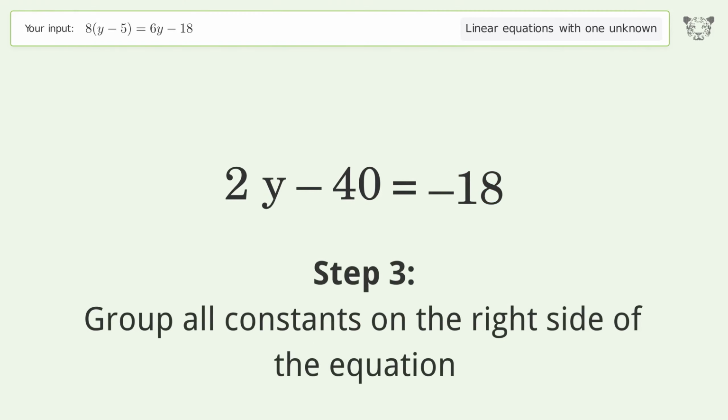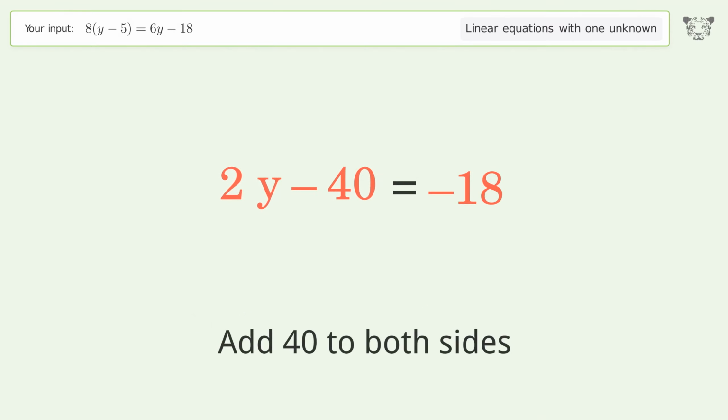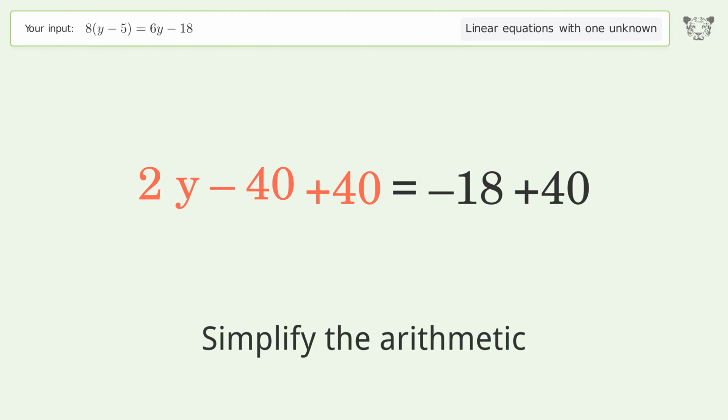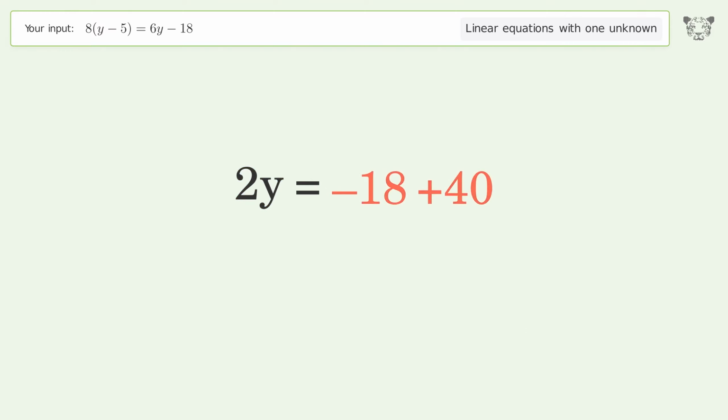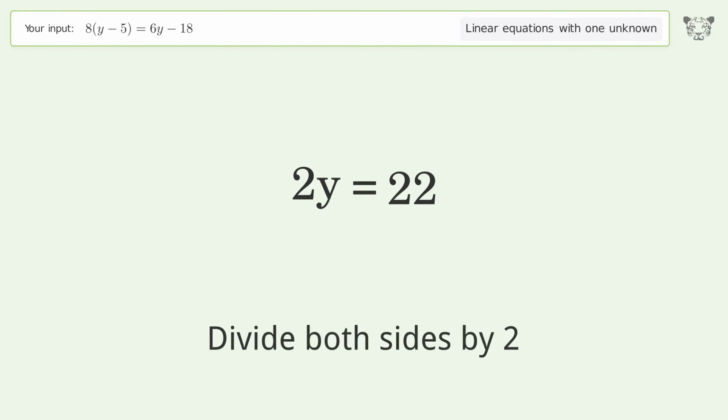Group all constants on the right side of the equation. Add 40 to both sides. Simplify the arithmetic. Isolate the y. Divide both sides by 2.